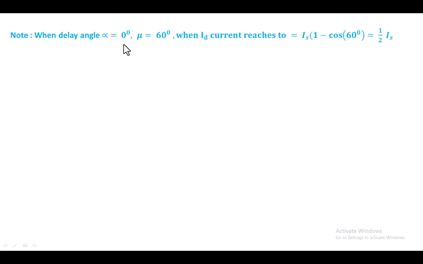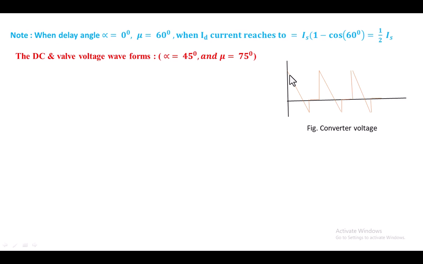If the firing angle equal to 0 and mu equal to 60, the DC link current is equal to Is by 2. Now we are going to analyze the DC output voltage and the voltage across the valves. To analyze this one, we have taken the firing angle 45 degrees and overlap angle 75 degrees. The output voltage will be changing from positive to negative. Also, for some duration zero voltage is there, nothing but four devices are conducting here. The same here, here also same.